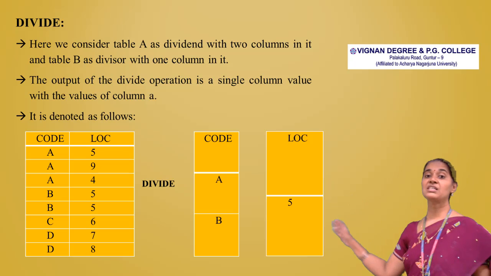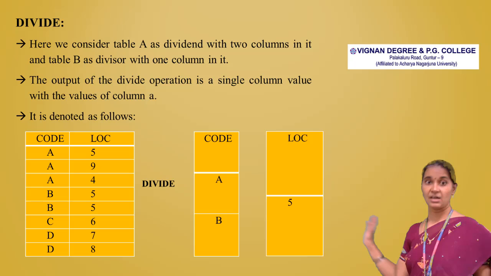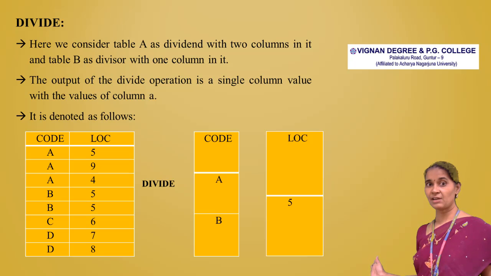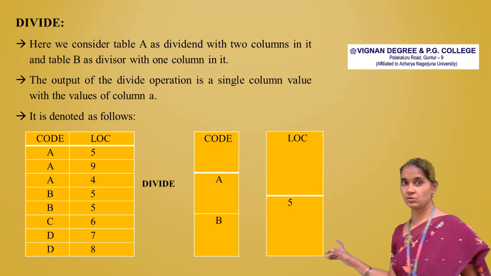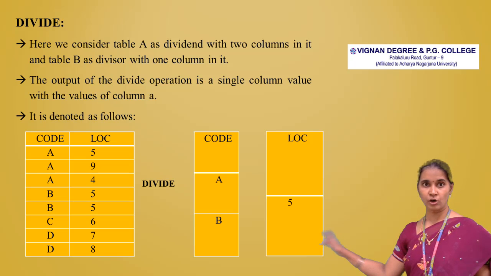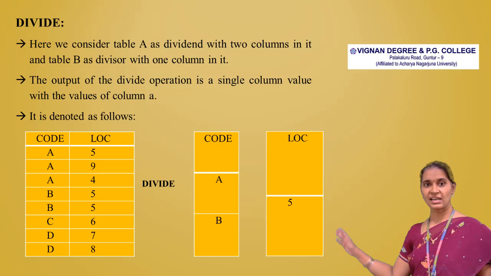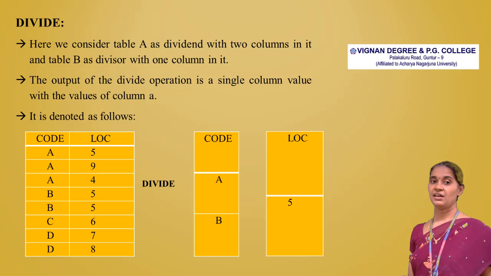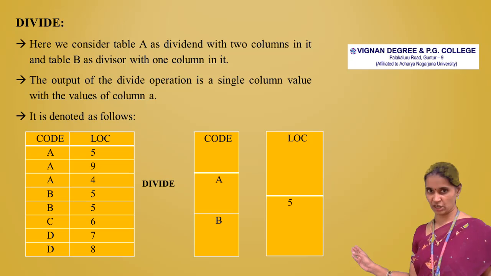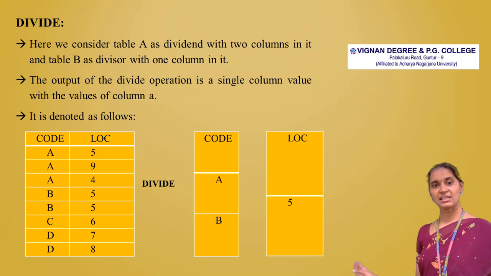Now if I divide table A by table B, the result will be in code and location. If you look at table A, there are two columns, code and location, in which the codes are A, B, C, D. A has locations 5, 9, 4. B has 5, 5. C has 6. D has 7, 8.